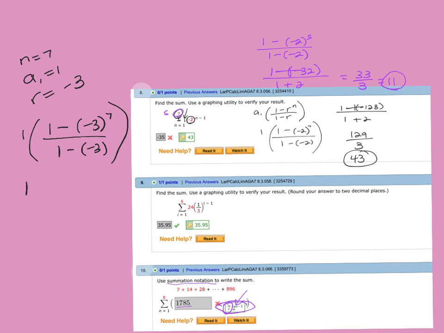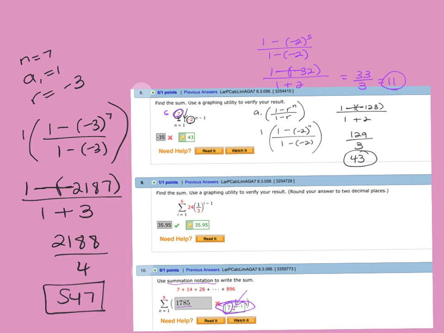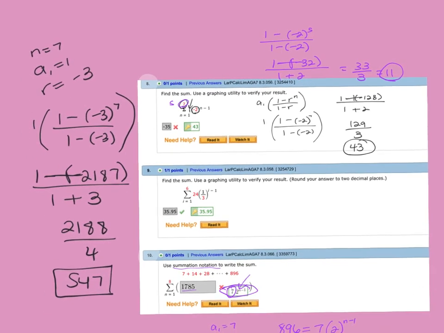-3 to the 7th. Oh, I don't need the one on the front. 1 minus -2187 over 1. This becomes plus 3. This is plus 2188 over 4. 2188 divided by 4 is 547. Yeah, that's what I put. And it marked it wrong? Yeah. Okay, let me look at yours.